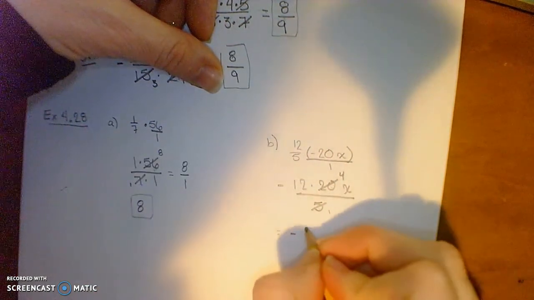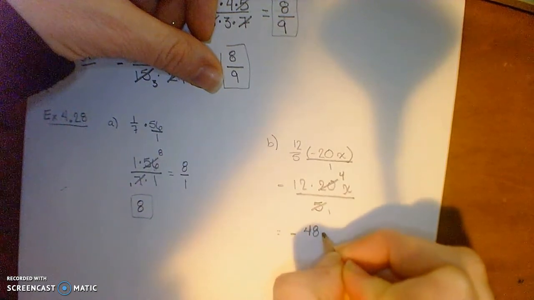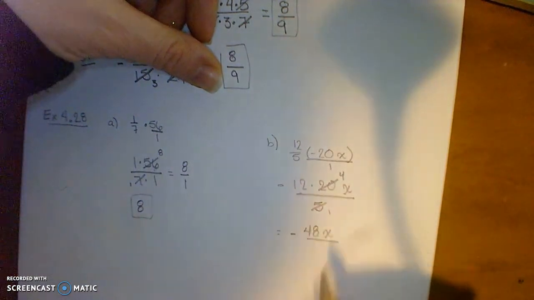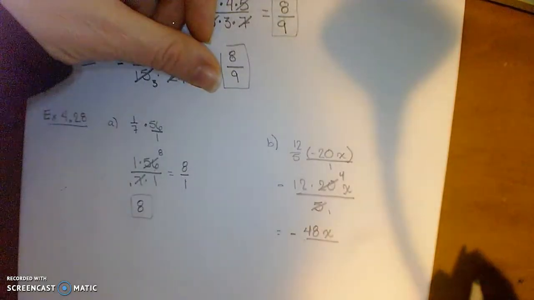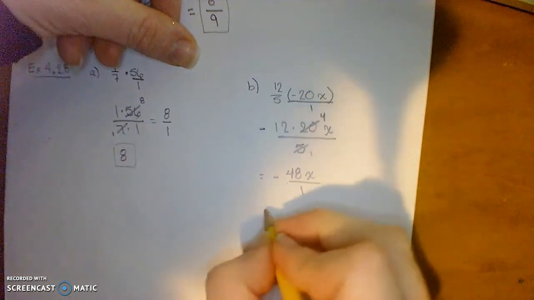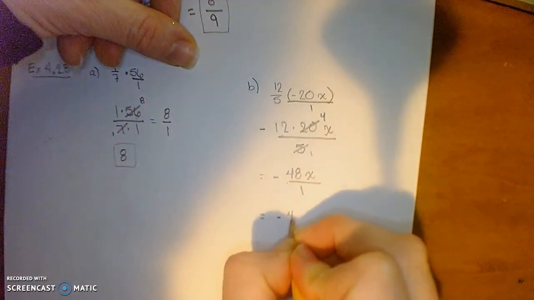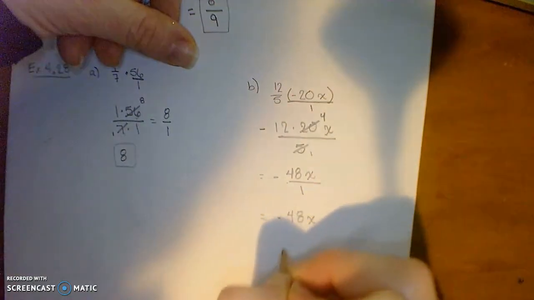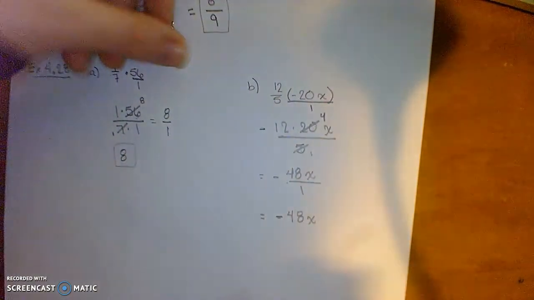All right, so now let's see what I've got. Negative 12 times 4 is 48. Don't forget the times x. And then in my denominator here, everything's crossed out. So there's a 1. And then you're not going to leave it in this form because it's not simplified. 48x over 1 is just 48x. So my answer is negative 48x.